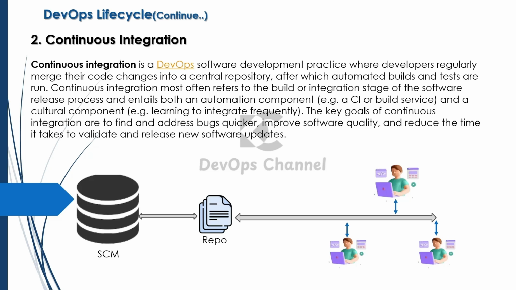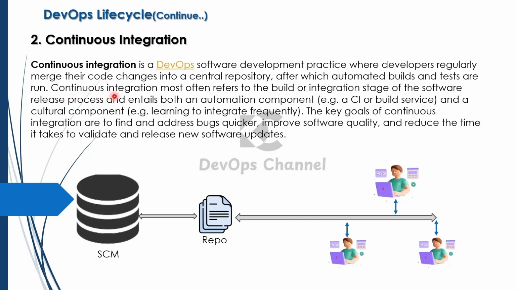Now let's understand with the help of a theoretical example. Continuous integration is a DevOps software development practice where developers regularly merge their code changes into a single central repository, after which automated builds and tests are run. So after continuous integration, the continuous testing phase comes into play, but we have discussed it earlier.